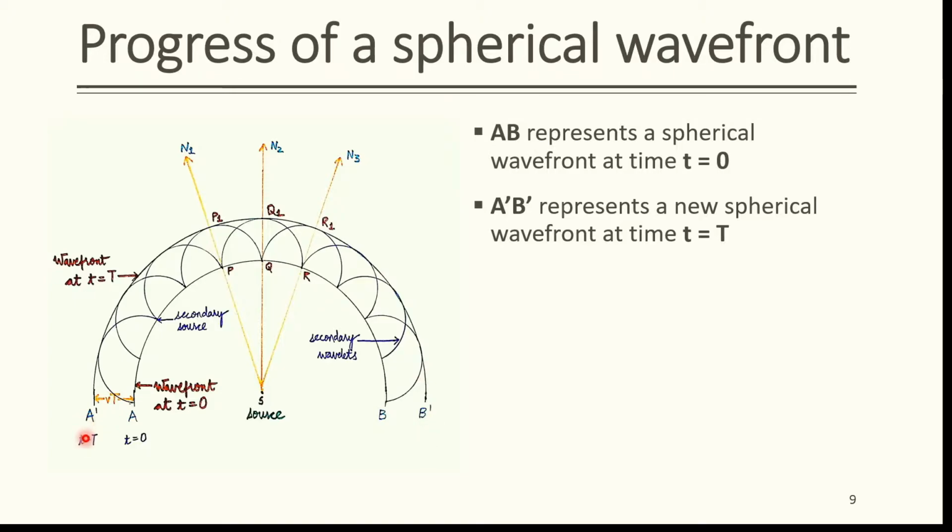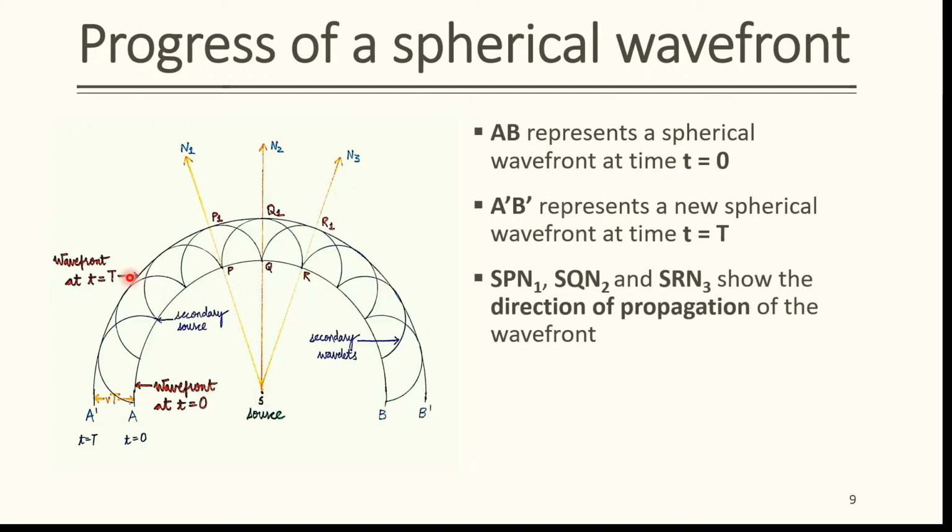The new wavefront A'B' is parallel to AB. SPN1, SQN2, SRN3 show the direction of propagation of the spherical wavefront. A'B' represents a new spherical wavefront at time t equal to t.